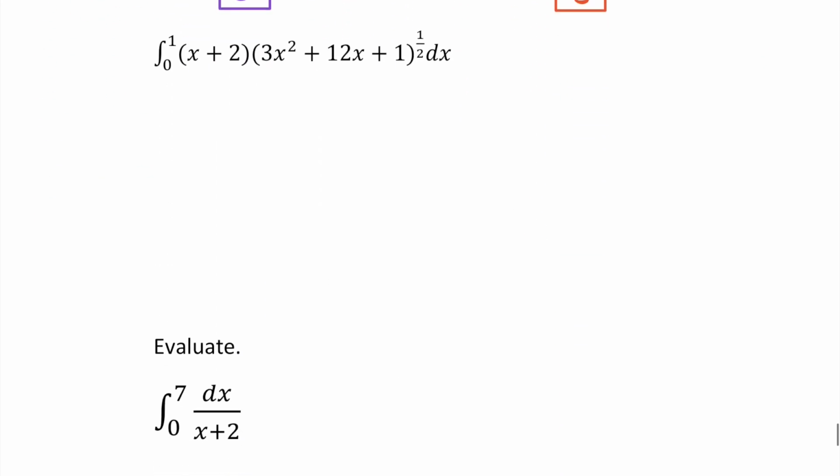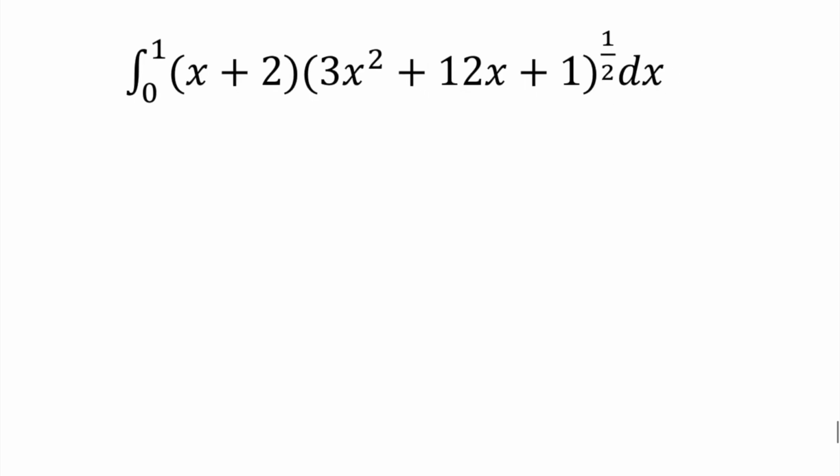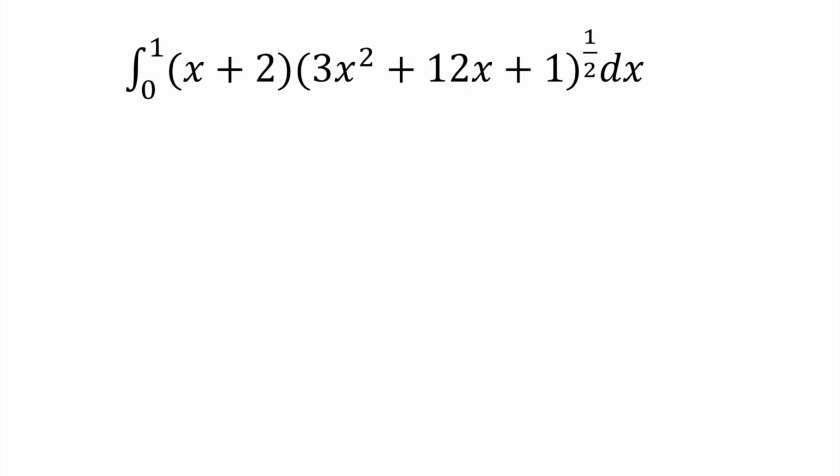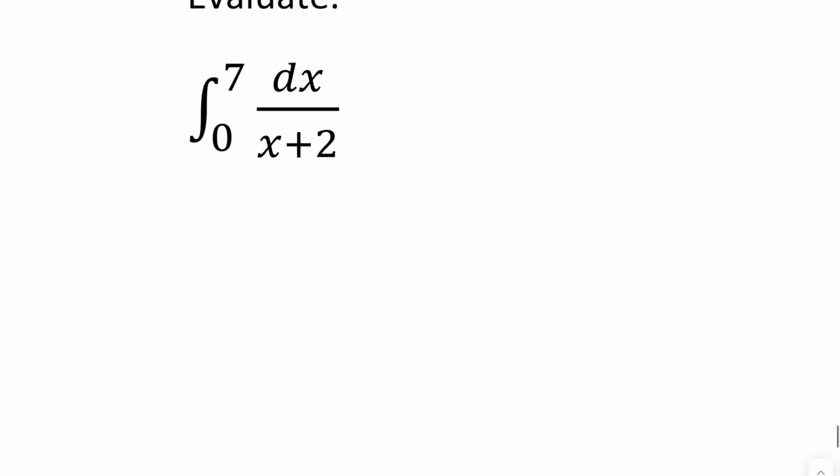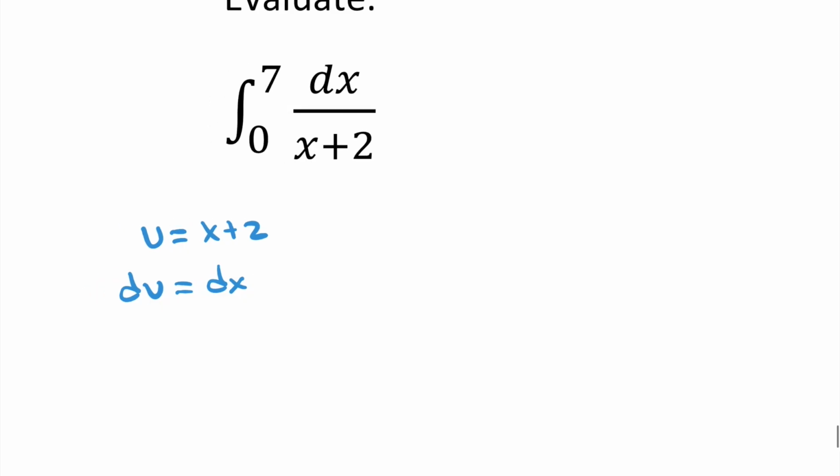Let's try another one where it would be more prone to just change our u out. This one, we have a lot going on here. Let's do maybe this next one. So here, u I'm going to call x plus 2, so du equals dx. So I have the integral from 0 to 7.